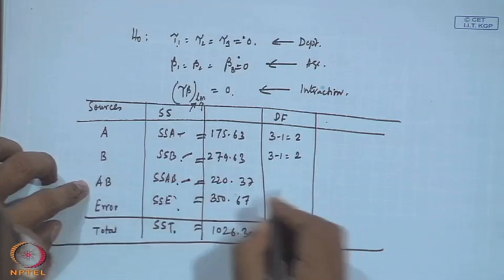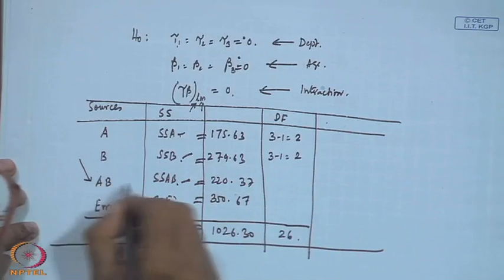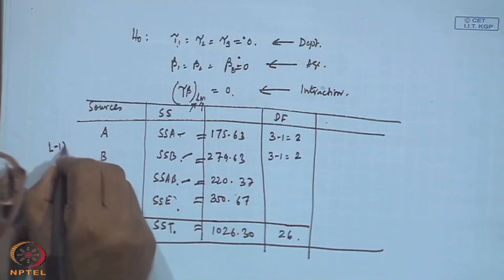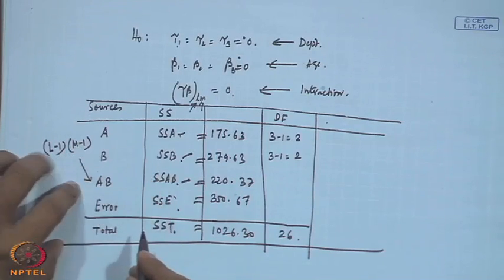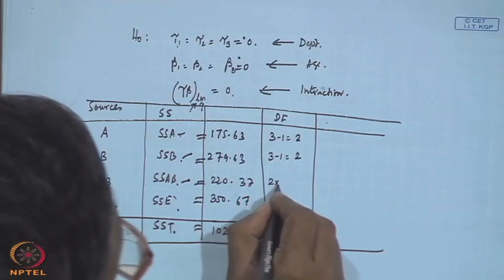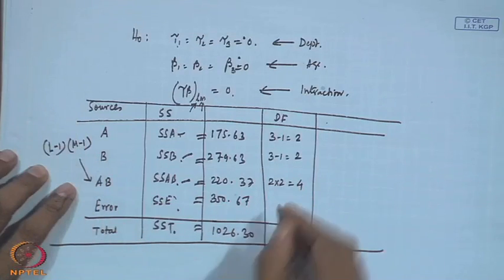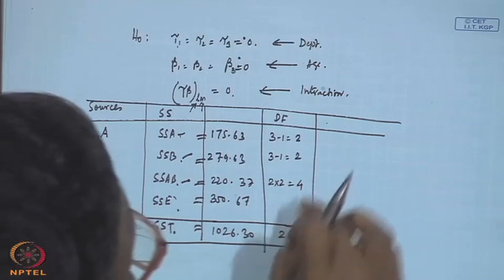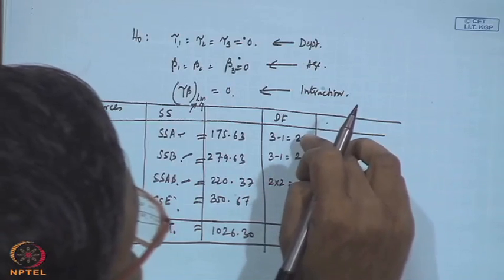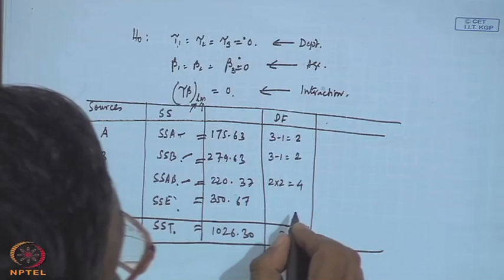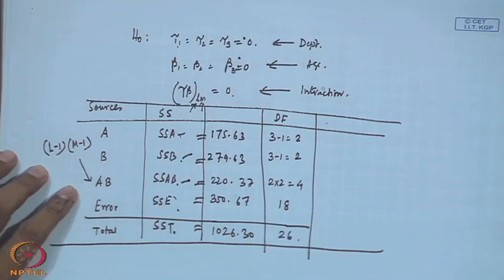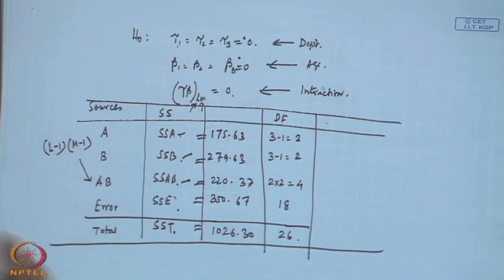That means, AB's case, here A has L minus 1 degree of freedom, B has M minus 1 degree of freedom, the multiplication. So, 2 cross 2 equal to 4. The rest, 26 minus 4 minus 2 minus 2, that means 26 minus 8, that is 18, is the error degree of freedom. Okay.